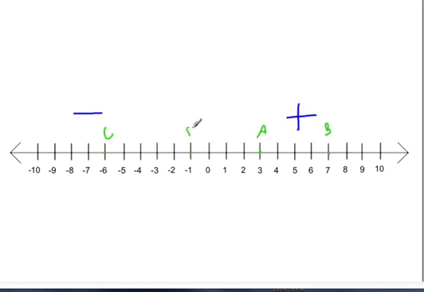if I take a look, what number is represented on letter A? If you said the number 3, you're correct. How about letter B? Letter B is represented by a 7. C, if you said that number is -6, you're right. And letter D would be -1.